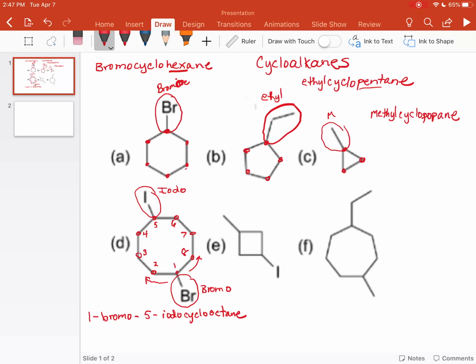And on E, we have a methyl group and an iodo group. So again, we have 2 things attached. We want to start counting with the lowest in the alphabet. So this is 1, 2, 3, 4. We have a 1-iodo-3-methylcyclobutane.